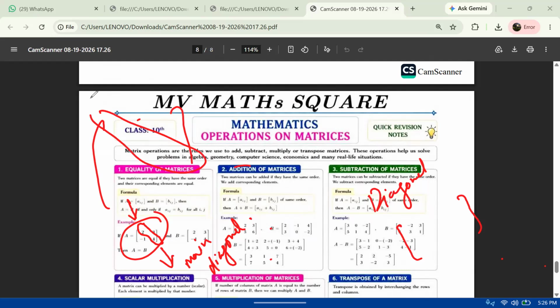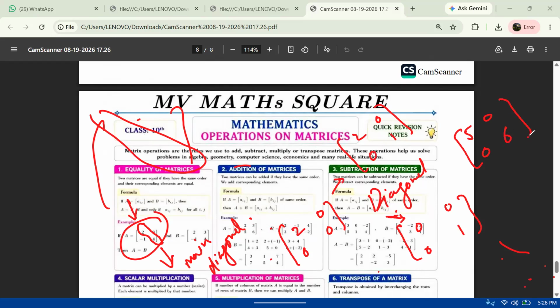A diagonal matrix is a square matrix in which all the elements are 0, like this is 0, this is 0, except the main diagonal, and at least one element of the main diagonal is not 0, like this one. It's a diagonal matrix. It's also a diagonal matrix. And it's also a diagonal matrix: 2, 0, 0, 1. It's also a diagonal matrix: 5, 0, 0, 6. So these are diagonal matrices.